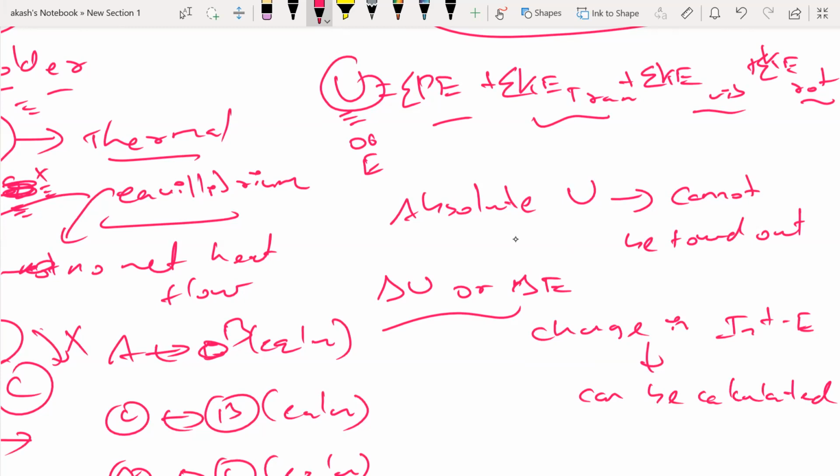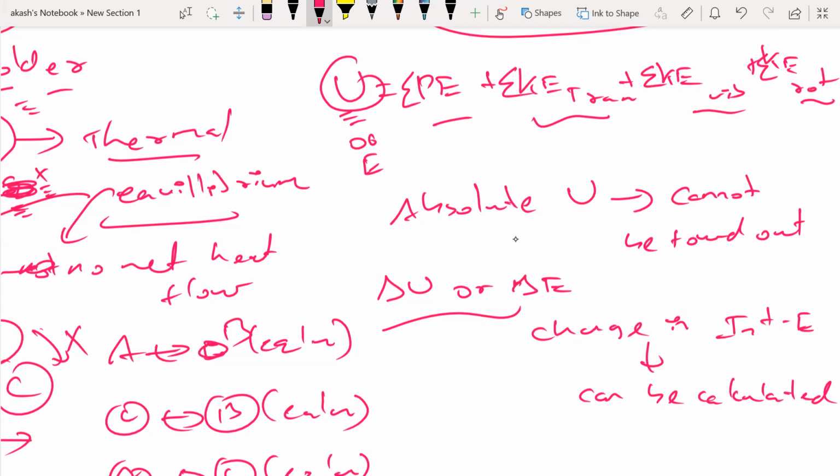All right. Now, what are the ways by which you will be able to change the internal energy? We will not be able to say this is the initial energy and this is the final energy. No, but we can tell that it has increased by this much or decreased by this much. That is what I'm trying to say. Absolute internal energy cannot be measured or calculated. But the change in internal energy, yes, it can be calculated or found out.